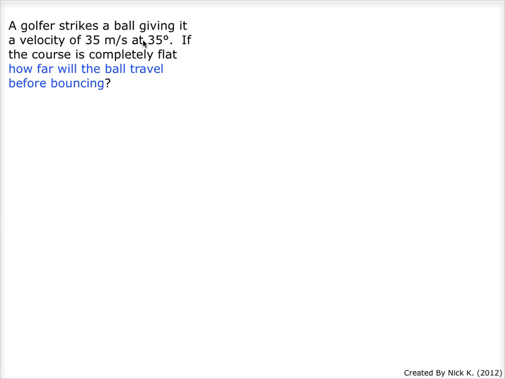A golfer strikes a ball giving it a velocity of 35 meters per second at 35 degrees. If the course is completely flat, how far will the ball travel before bouncing?